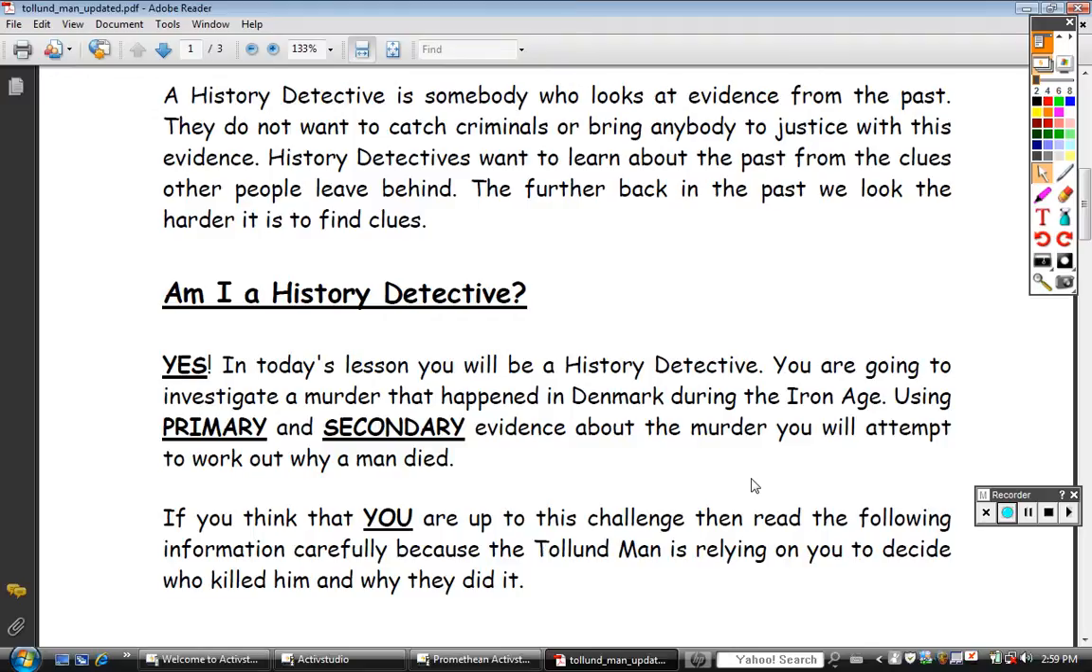Yes. In today's lesson, you will be a history detective. You are going to investigate a murder that happened in Denmark during the Iron Age. Using primary and secondary evidence about the murder, you will attempt to work out why a man died. If you think that you are up to the challenge, then read the following information carefully, because the Tollund Man is relying on you to decide who killed him and why they did it.